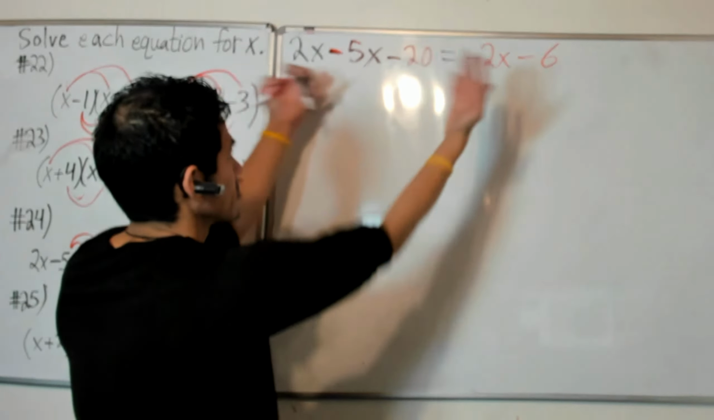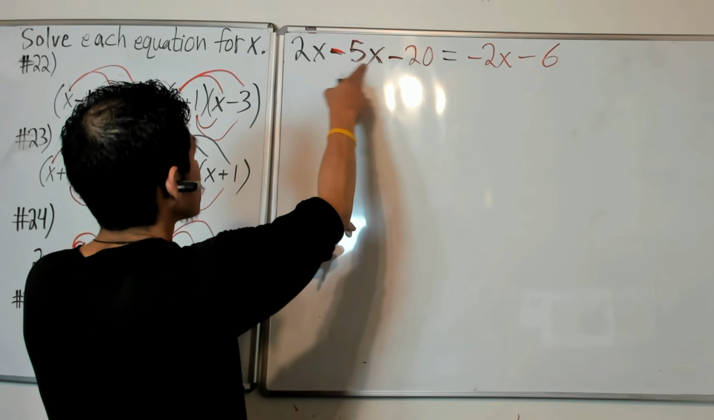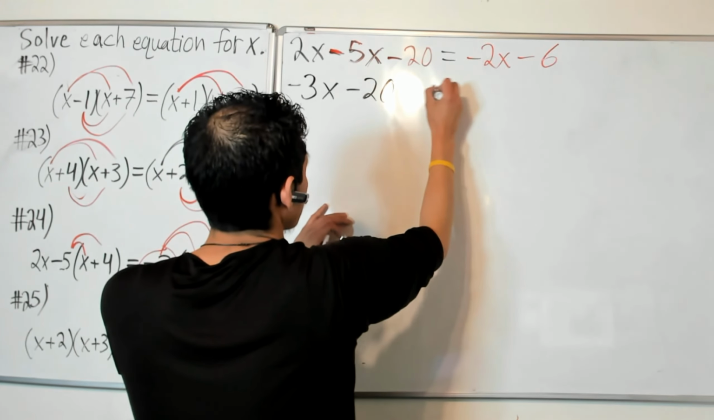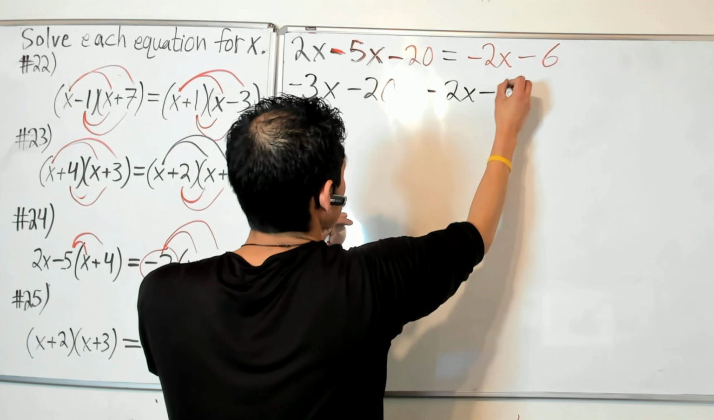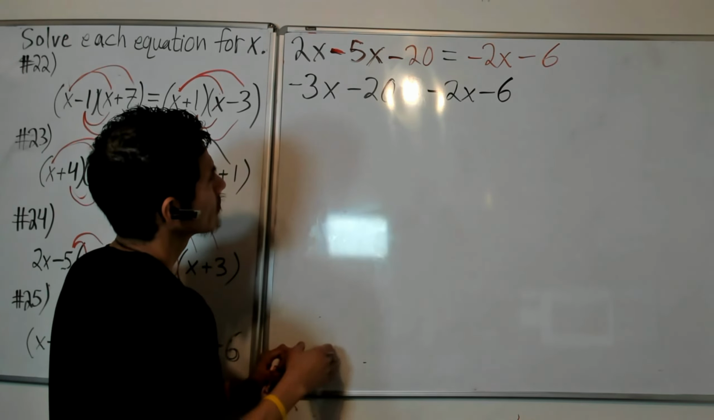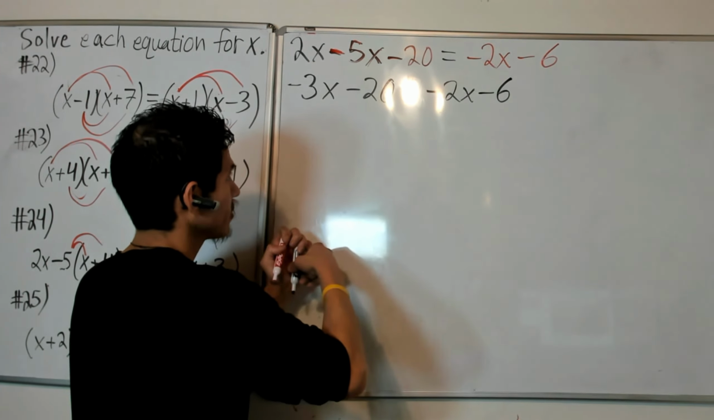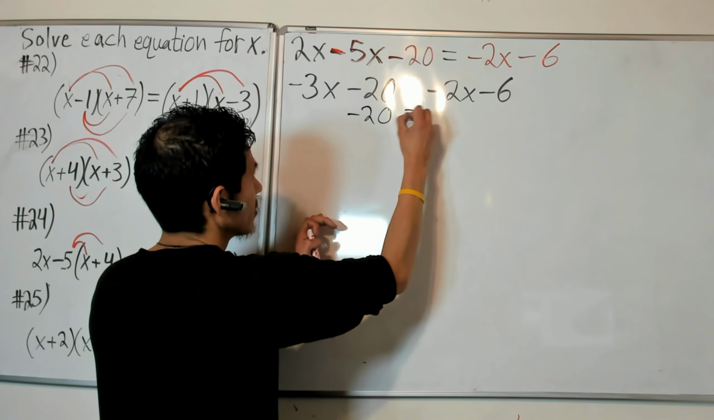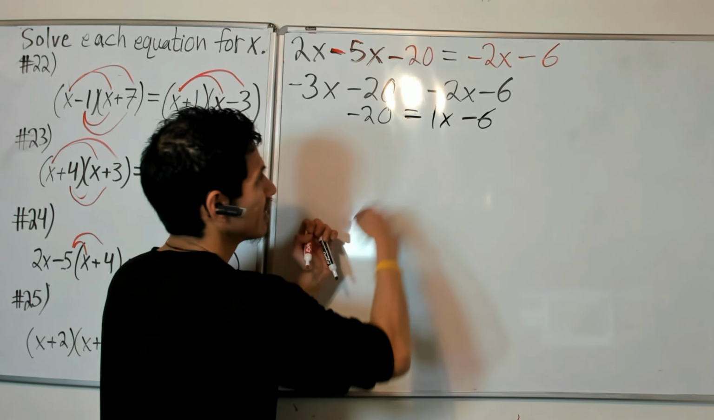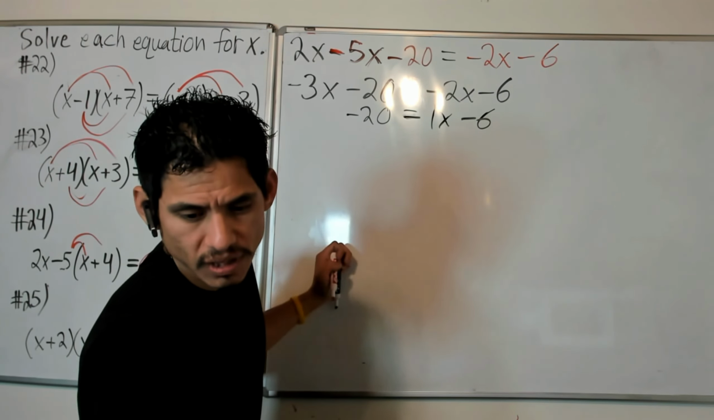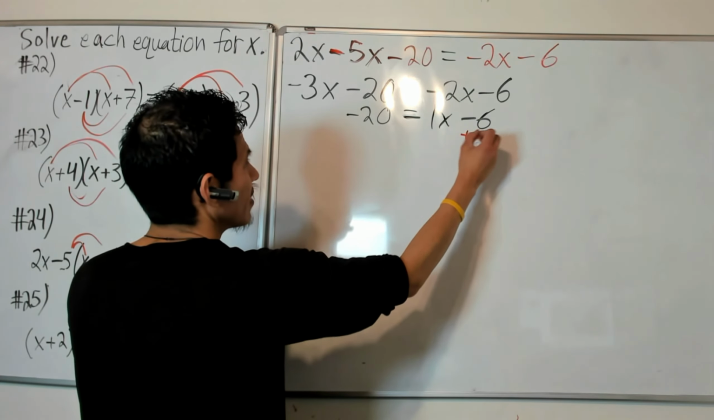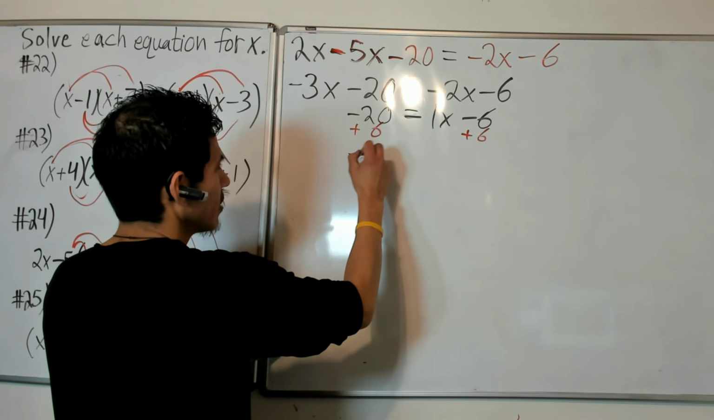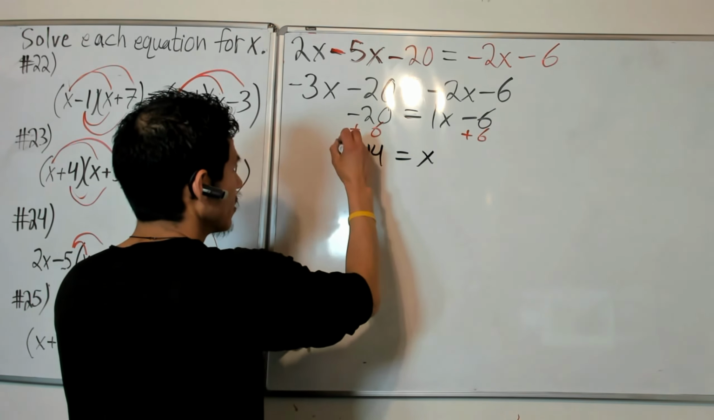And just solve this. 2x minus 5x. Well, it's minus 3x. Minus 20. It's equal to negative 2x minus 6. I'm going to add 3x to this side so it's positive. So we'll have minus 20 equals 1x minus 6. Add 6 to the left. And we end up with negative 14 is equal to x.